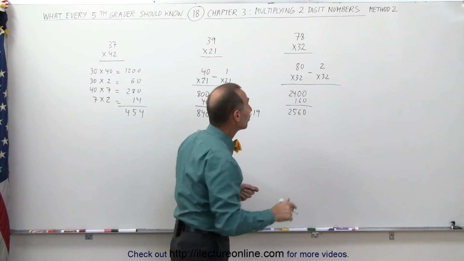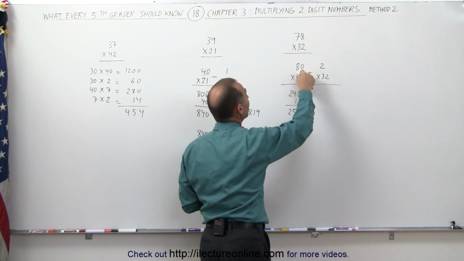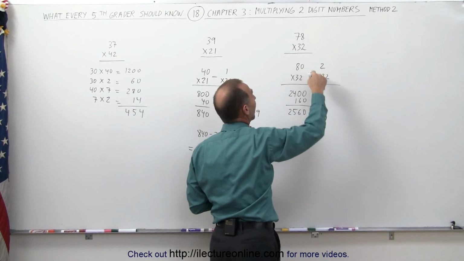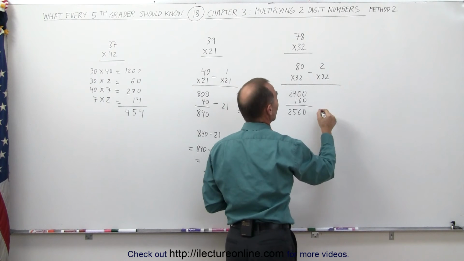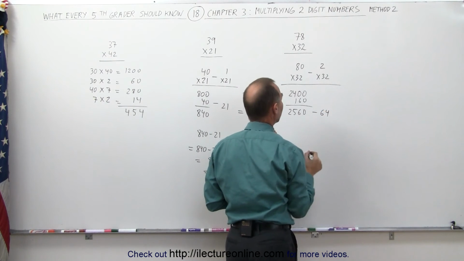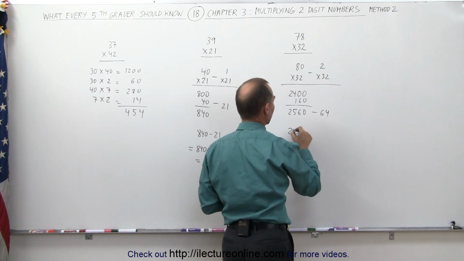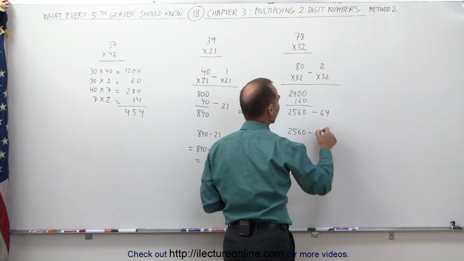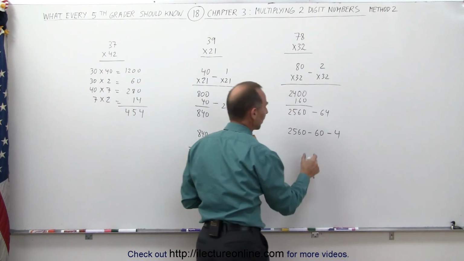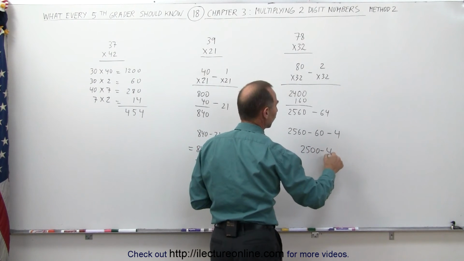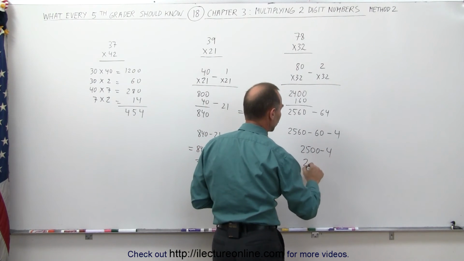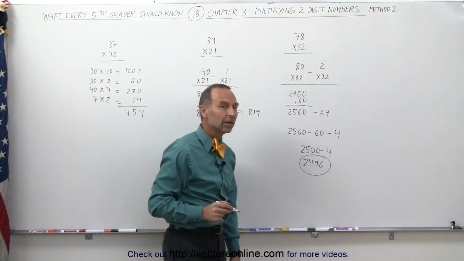But the problem wasn't 32 times 80, it was 32 times 78, so we have to subtract 2 times 32. Well, 2 times 32 is 64, so I subtract 64 from that, which is the same as saying 2,560 minus 60 minus 4. When I subtract 60 from that, I get 2,500, minus 4, and subtract 4 from that, I get 2,496, which is the correct result.